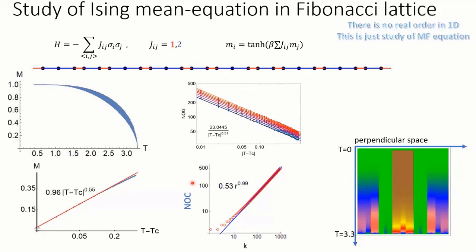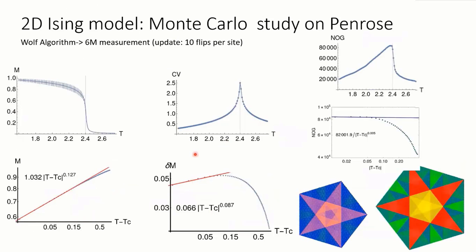And I want to know that if we change the universality class to another universality class, can I see such a thing again or not? So I studied the 2D Ising model on a Penrose lattice, and I used the Wolff algorithm with 6 million measurements and an update every 10 flips per site. So I can find the phase transition by looking at CV, which is located at 2.4.